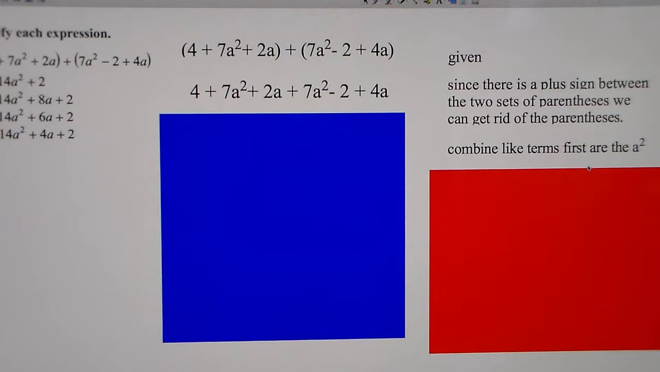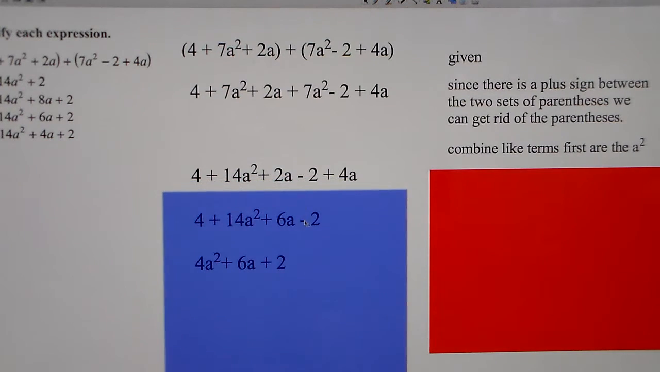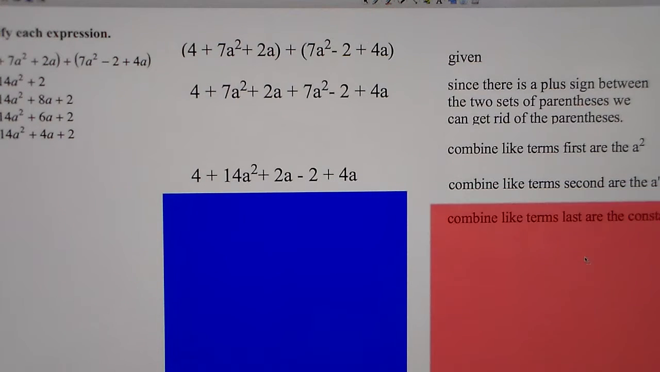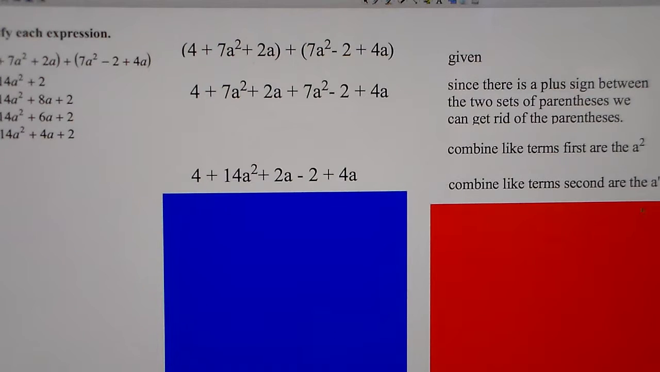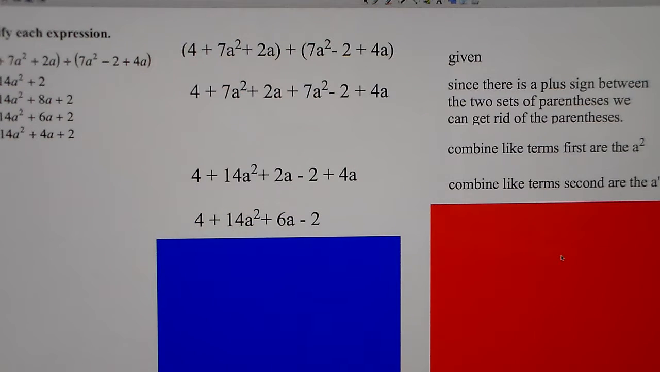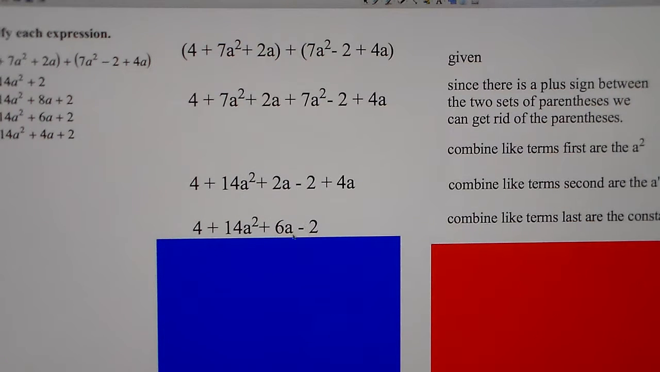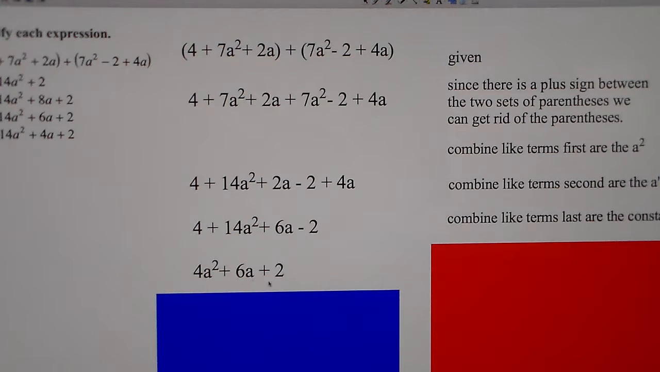Then we're going to combine our like terms. The first are the a squareds. You got 7a squared plus 7a squared, so you're going to get 14a squared. I carry down the rest. Next step is to combine like terms, just the a's. So plus 2a plus 4a turns into 6a. Then we're going to combine our constants. 4 minus 2 gets you 2. So we have 4a squared plus 6a plus 2.